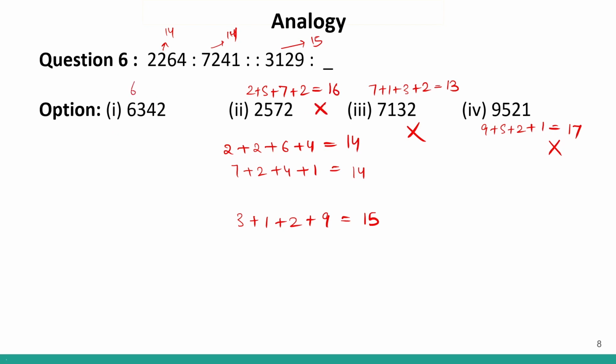Checking for option number 1, we have 6 plus 3 plus 4 plus 2. So 6 plus 3 is 9, 9 plus 4 is 13 and 13 plus 2 is 15. So over here the sum is the same, 15 and 15. So this will be the answer, which is option number 1, that is 6342.